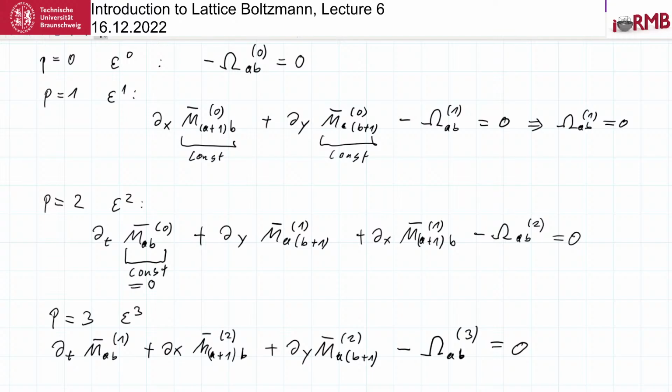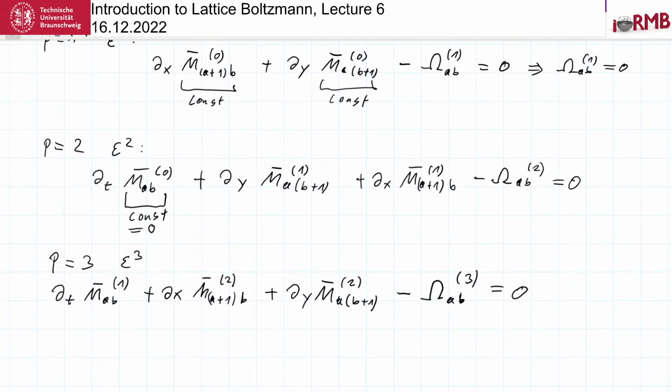So do you believe that this leads us to the Navier-Stokes equation? You have a question? Okay. Then we are now starting to be more specific. Say we start now with epsilon to the power 2 and a equal to 0 and b equal to 0.